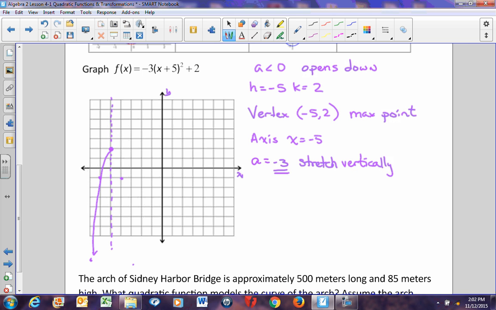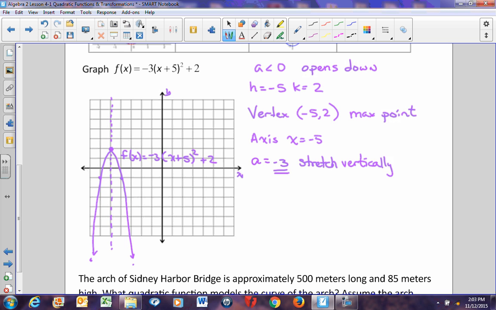And obviously, some of you don't have graph paper that goes this big, so you really don't have to graph those last 2 points. You get an idea of what the graph looks like, just like that. And we didn't have to make a table of values at all. We just used what knowledge we already had about quadratic graphs. And of course, we should label it. F of x equals negative 3 parentheses x plus 5 squared plus 2. And we've got our graph.